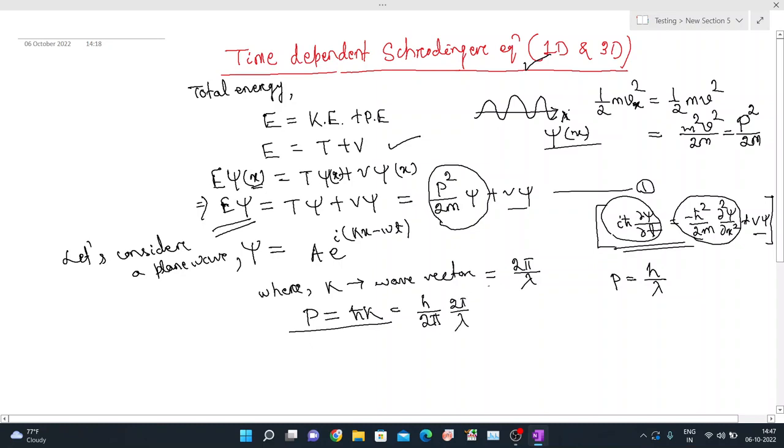That is right. So we get p as h by lambda. Keep this form of p in mind as well. This is the de Broglie wave equation you knew earlier, and it can be written in terms of h cross and k: p is equal to h cross into k. Okay. Then here omega is the angular frequency.